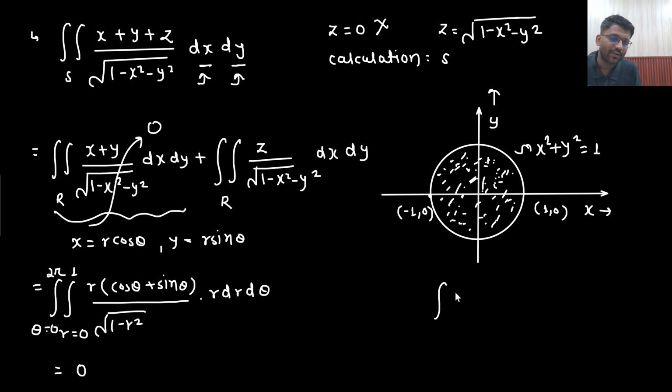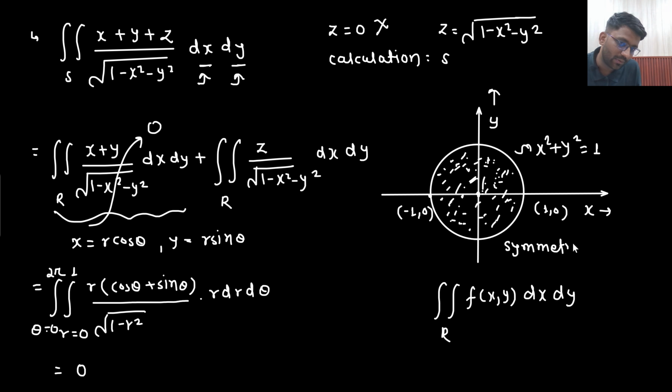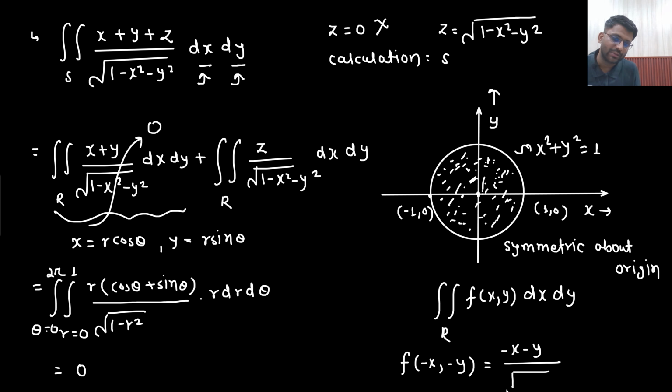What you are calculating? You are calculating the double integral of f of x comma y dx dy over the region R. Now in this region R, you already know that it is symmetric about origin. All these kinds of things we have studied in integral calculus. Since it is symmetric about origin, in place of x, if you put minus x, in place of y, if you put minus y, what do you get in this function?